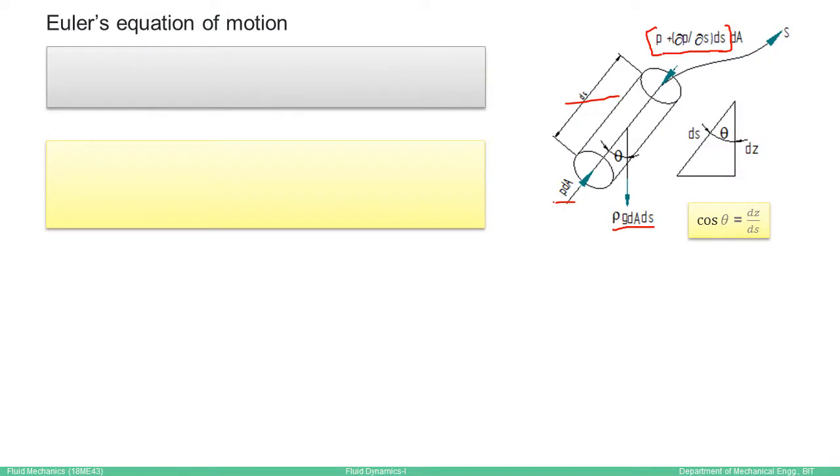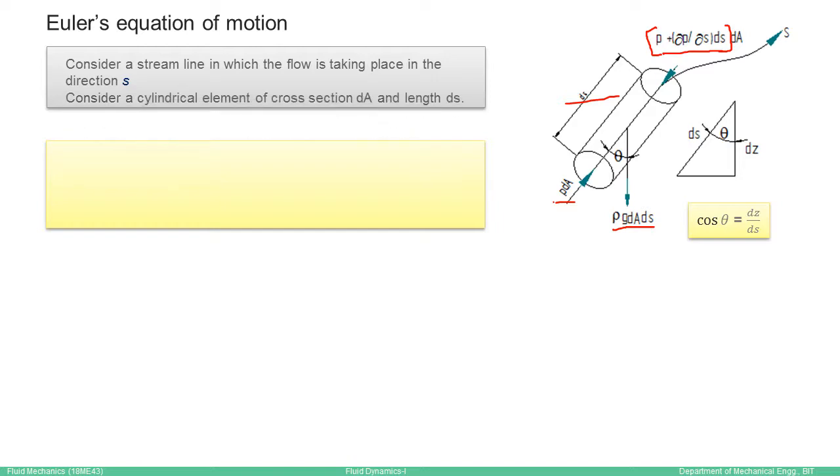I'm going to explain the derivation of Euler's equation of motion. Consider a streamline in which flow is taking place, and the direction is S. And we have considered here a small cylindrical element of length ds. You can see the length here.